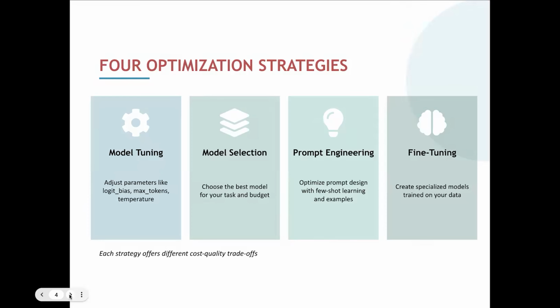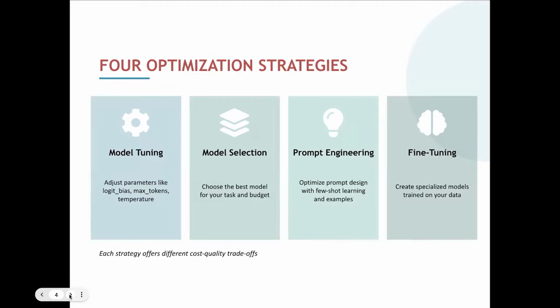Our toolkit has four main strategies to help us tackle this cost problem. First is model tuning. This involves adjusting parameters like temperature or token probabilities to control how the model generates responses. For example, lowering the temperature makes outputs more consistent and deterministic, which is especially useful for tasks like classification. So instead of changing the model itself, we're just changing how it behaves.